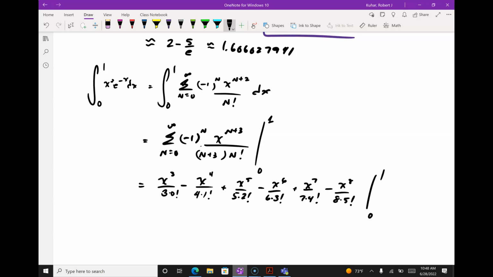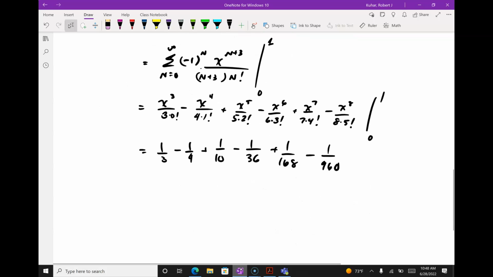That's nice because all I have to do is evaluate it at 1. When I evaluate at 0, it goes away, right? So it looks like 1/3 minus 1/4 plus 1/10 minus 1/36. Thank you. 1/6, 8. And 8 times 120, 960. I'm not asking you to do anything with this, just give me the decimal now.